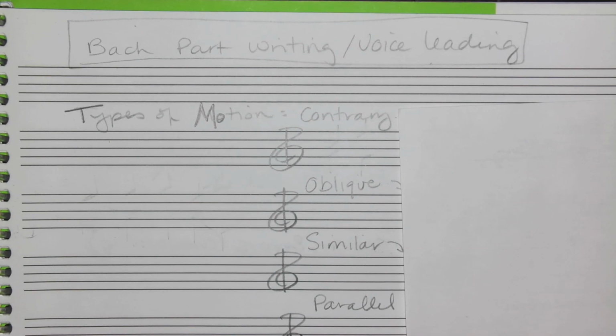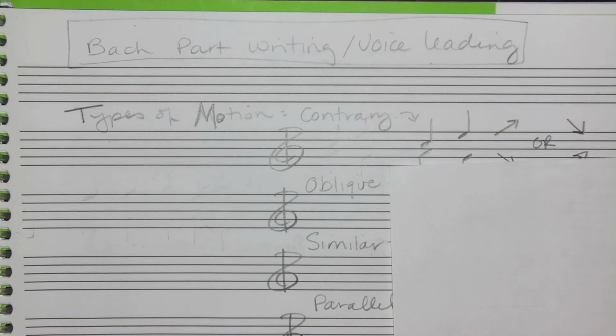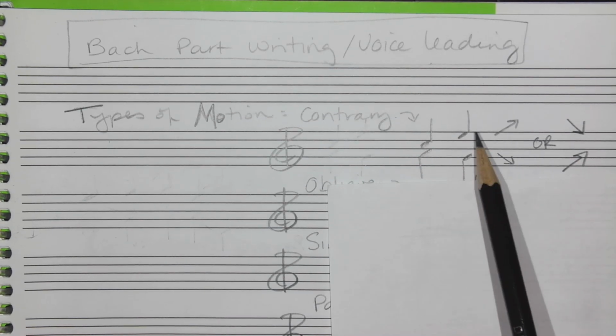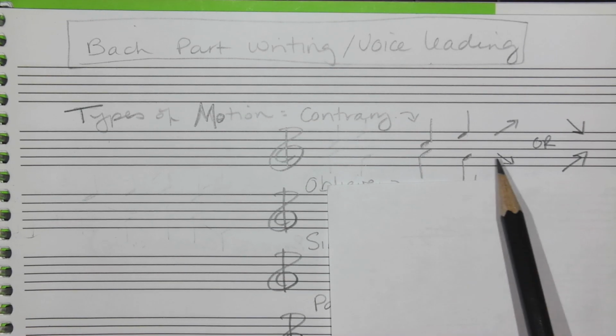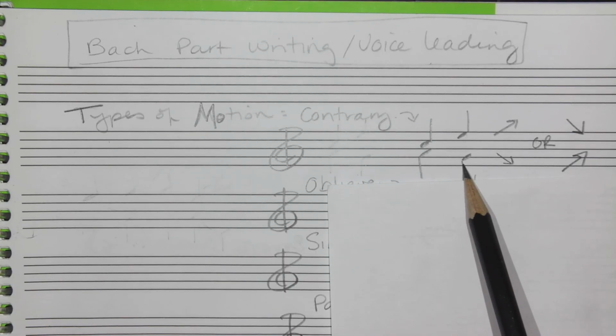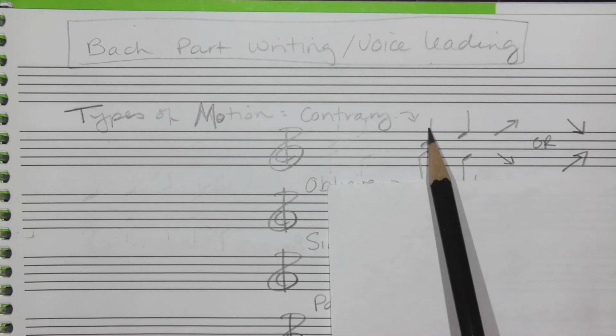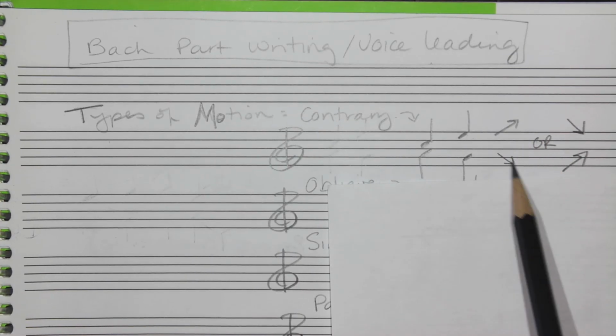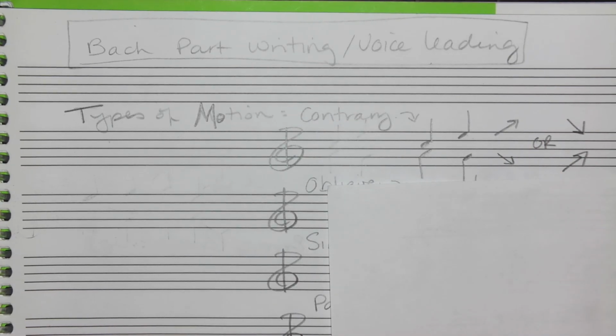All right, contrary motion, it's best to use your own little picture diagram here. Contrary motion is when the voices go in opposite directions. So if the upper voice is going up, the lower voice is going down, that's contrary motion. And it can go the other way. The upper voice can go down, the bottom voice can go up, it doesn't matter. Up or down, either way, but contrary motion is going in the two opposite directions.